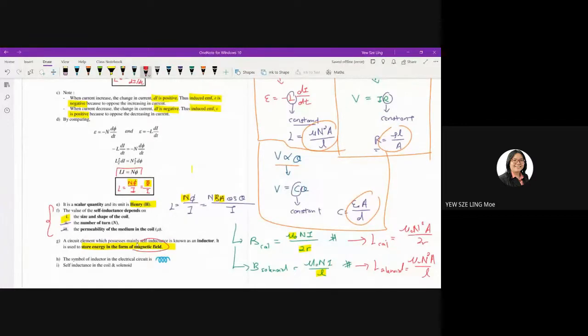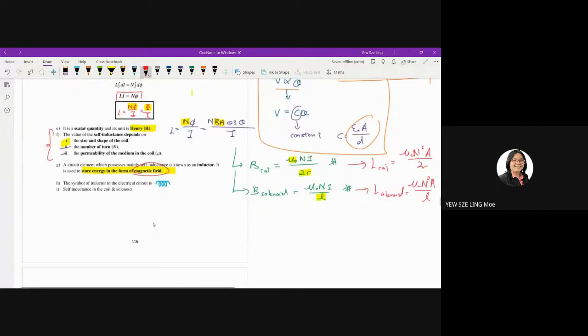So in chapter 2, capacitors store energy in the form of an electric field. In chapter 5, inductors store energy in the form of a magnetic field. So both components, we use them to store energy. Just that one you store in an electric field and one you store in a magnetic field. The symbol of an inductor in the electrical circuit is this one.